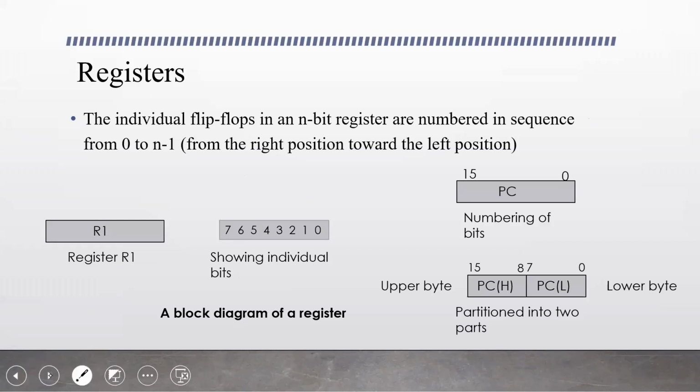So if you take one register, here is a block diagram of a register. If you take a particular register, the individual bits are flip-flops; a flip-flop is a register that stores a single bit. So each individual bit of a register can be called a flip-flop, and these are represented here. If you see, the register is R1. The name of the register is given like this, R1.